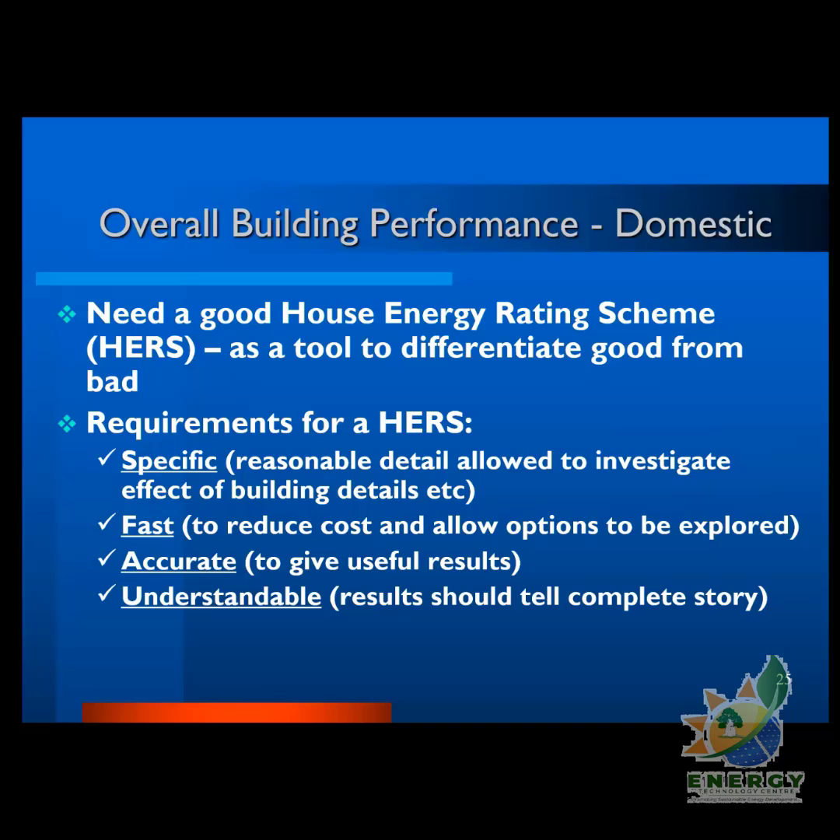Now, overall building performance, if you take all this into consideration, together with appliance energy use in terms of air conditioning, energy use for your appliances, and all that, the overall performance for domestic buildings. If you want to assess the performance, you need a very good house energy rating scheme, which is a tool to differentiate between very good buildings in terms of energy performance and not so good ones.